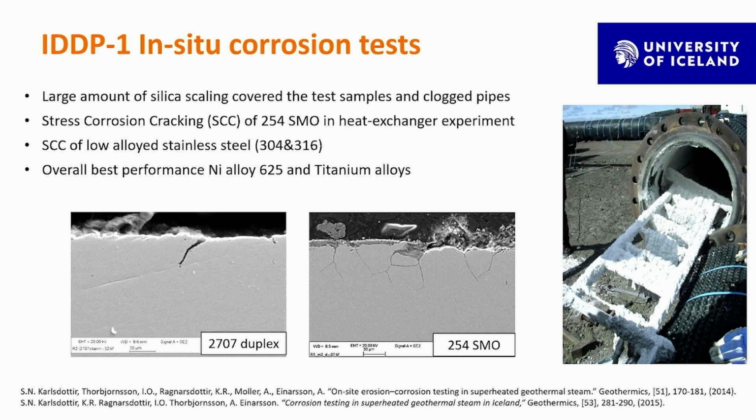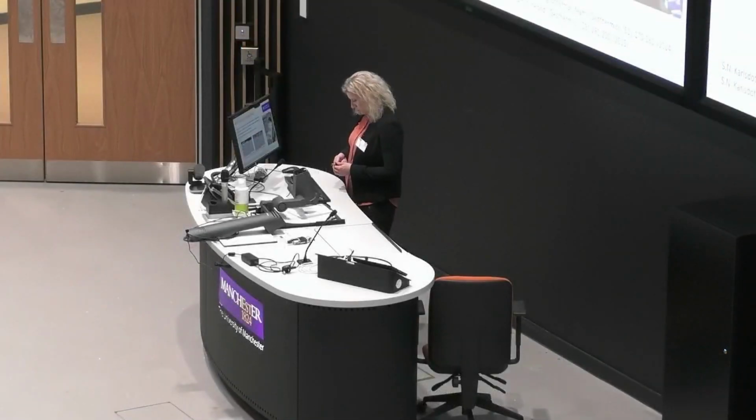So we learned a lot from these tests, and we saw that the 304, 316 austenitic stainless steel had cracks and were not good enough for this environment. We also saw, to our surprise, that 254 SMO, which has been tested also in situ in different wells, had cracks in our heat exchanger experiments, as you can see here, originating from sulfur-rich corrosion products. We also have cracks in the duplex, but overall very low corrosion rate, and we have to bear in mind that this is a superheated dry steam, so maybe not so surprising.